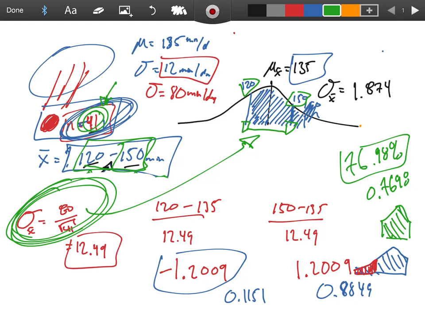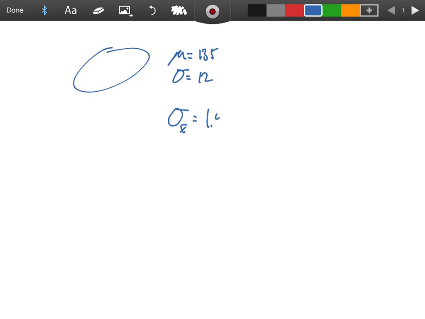So, one last thing that they could ask with a problem like this, and this is important, is what if they asked, let me clear all of this. Here's our thing. The average is still 135. I changed the standard deviation to be 12. 12 divided by the square root of 41 is 1.874, the standard error.